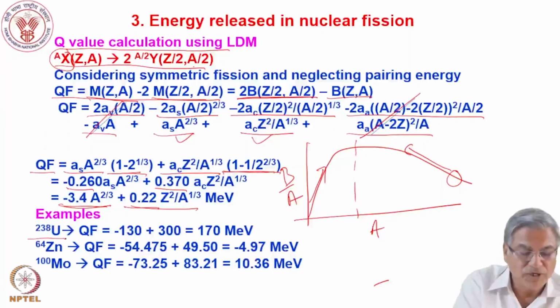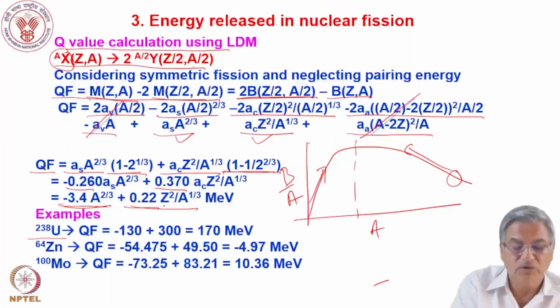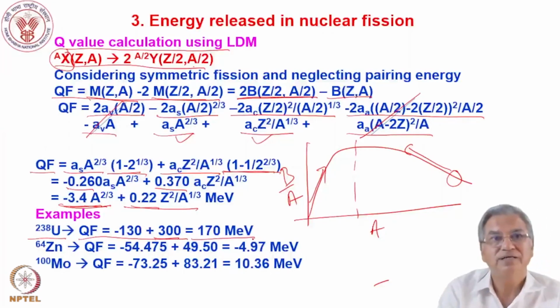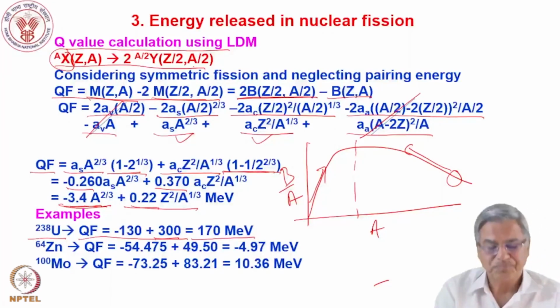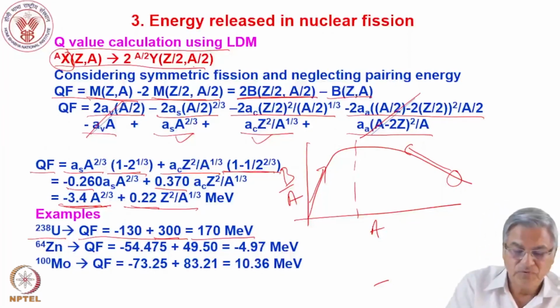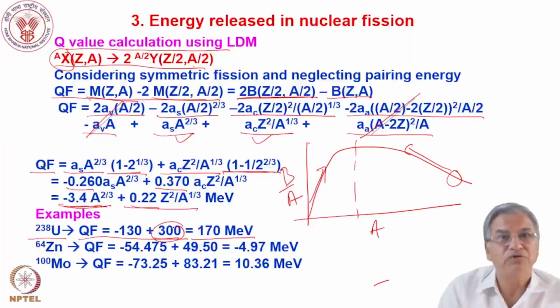For 238 uranium, substituting in this value the mass number and Z, the Q fission becomes, this term will become minus 130 and the Coulomb energy term becomes 300. So you have 170 MeV in the predicted energy released in the nuclear fission of 238 uranium. So you can see here that the Coulomb energy term is dominating in the fission of 238 uranium.